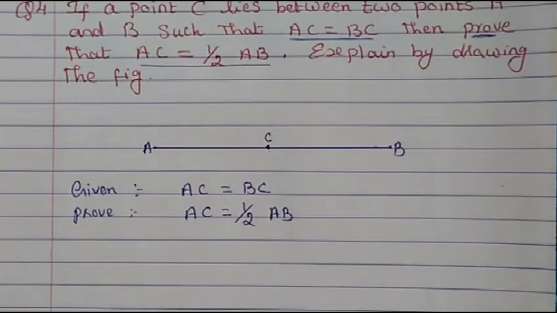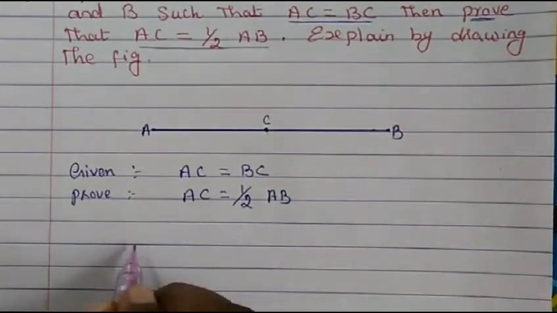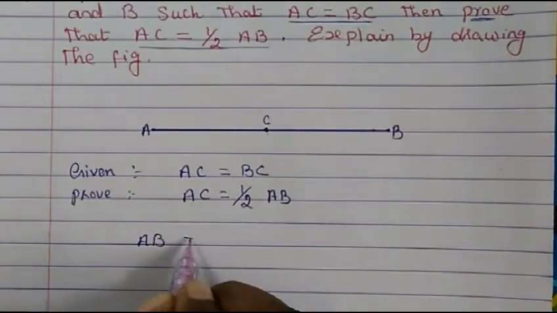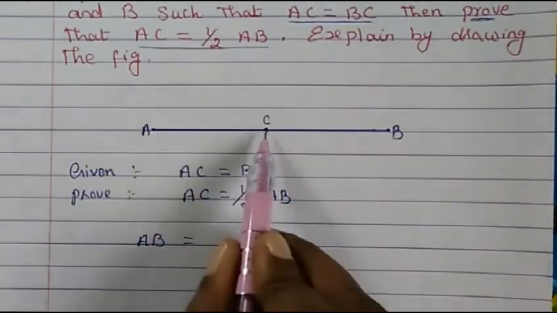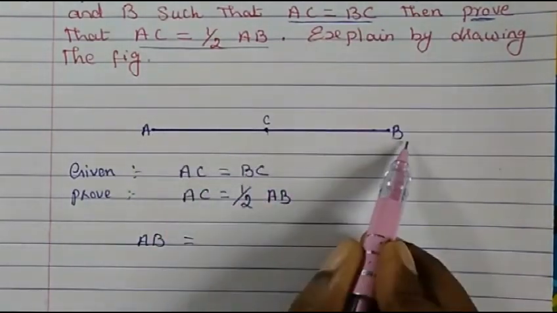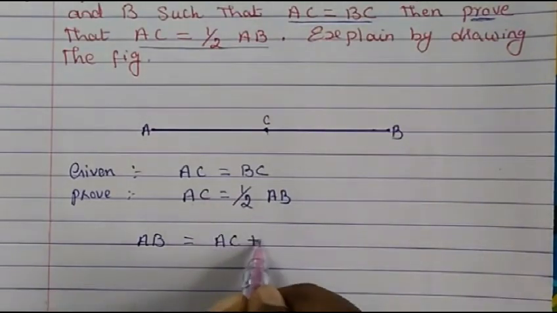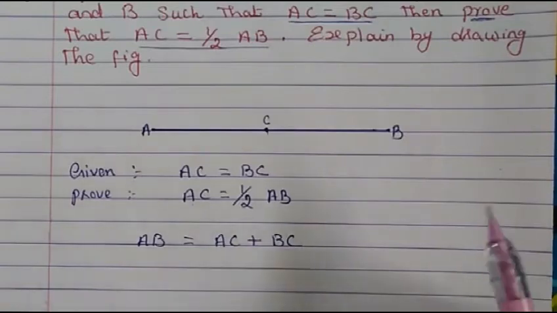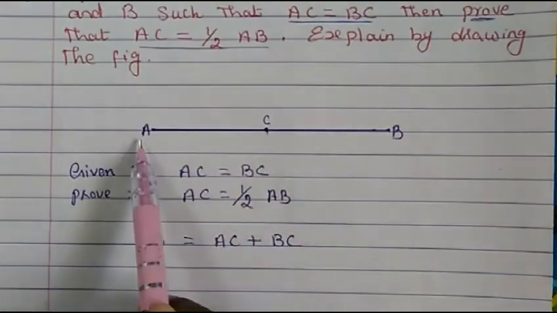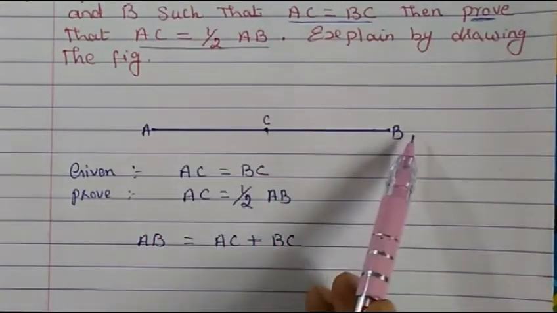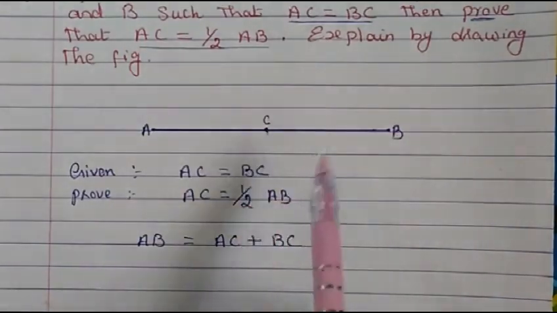So now let's write down. Now we have AB here, right? So AB is what actually? AB can be written as AC plus BC. Together it is AB. Because we know that AC is equal to BC, this part and this are the same. So AB is AC plus CB. Whether you write CB or BC is the same.